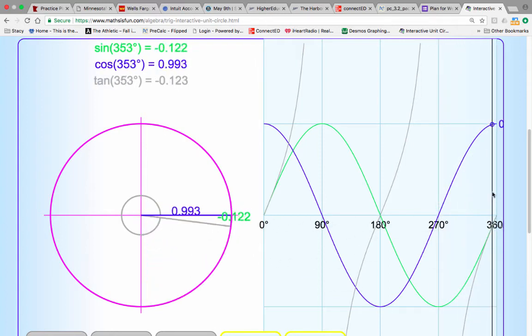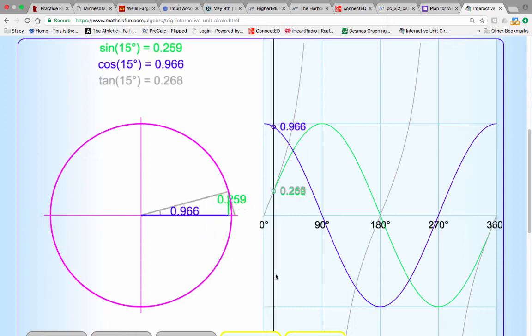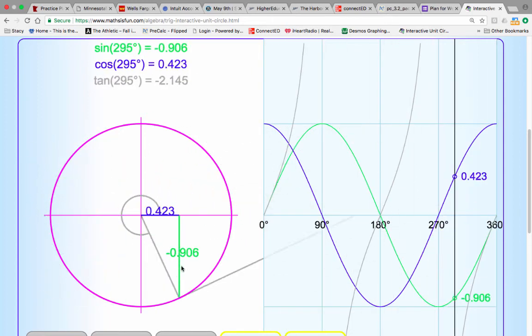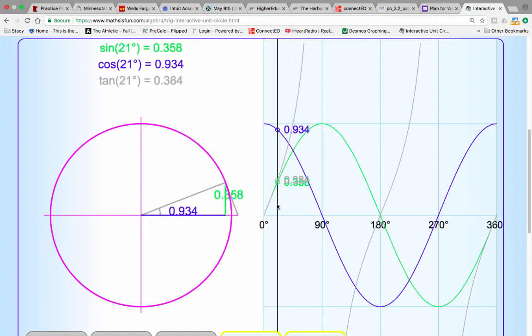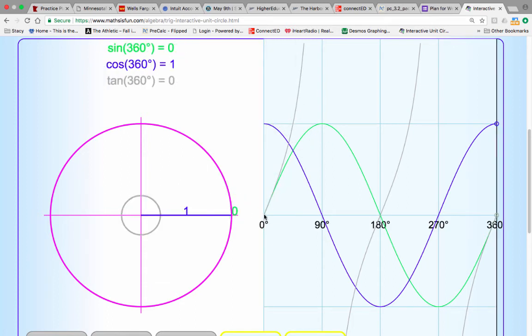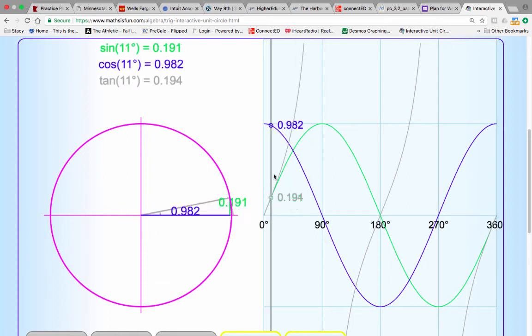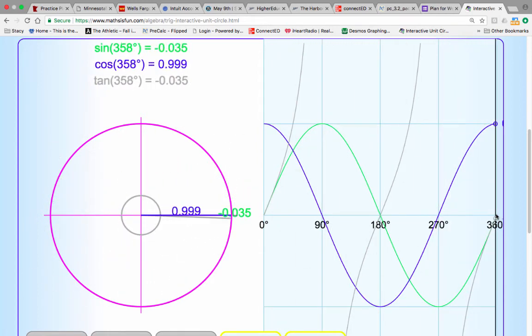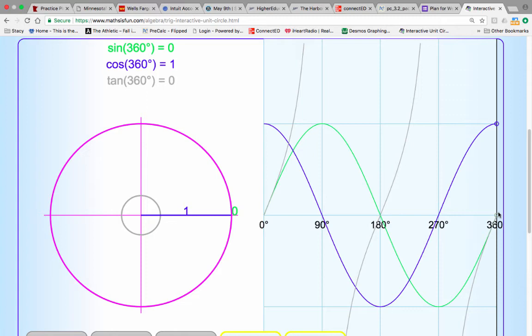So remember, the period is how long it takes me to go around a circle. Well, it takes me 360 degrees to go around a circle. When I graph this, I have the degrees on the x-axis and my ratio on the y-axis. How long does it take me to get back to where I started? It takes me 360 degrees.